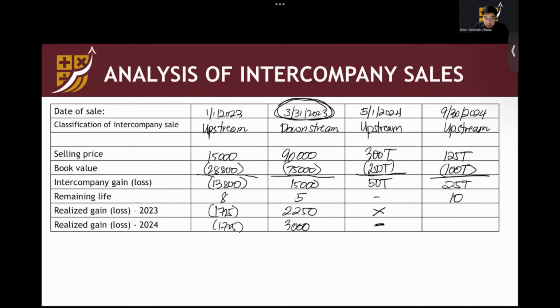Oops. Dahil 2024 siya naganap, wala tayong realized gain ng 2023. Sa 2024, meron na. Tama? Pero, bantayan nyo yung date of sale. That is September 30. So, ilang months lang ng realized gain ang i-recognize natin for the fourth intercompany sale? That would be 3 months lang. Okay? So, 25,000 divided by 10 years times 3 over 12. So, we have realized gain of 625,000.